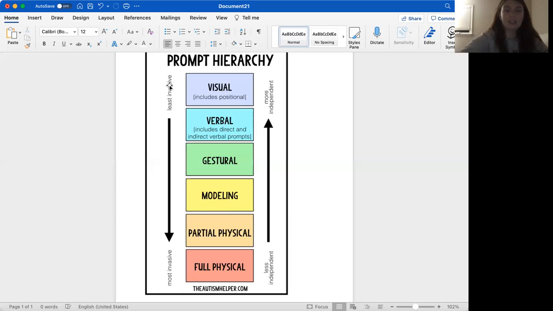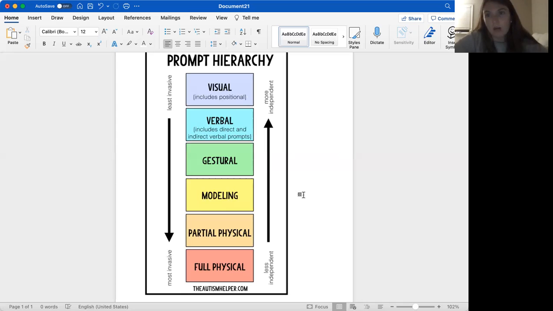So the hierarchy is these boxes right here. So from full to visual is a hierarchy of prompting. Step seven is selecting the types of prompts to be used. Step eight is sequencing prompts from least to most. And step nine is determining the length of the response interval. So all these steps, according to Netzel and Woolley 2009, are important while you are implementing the prompts.